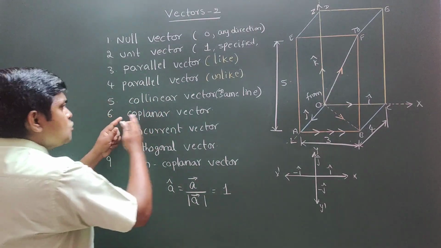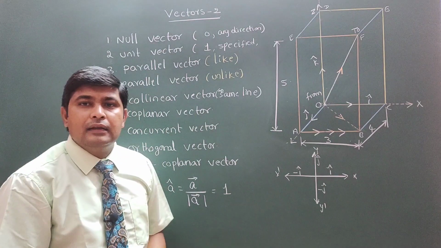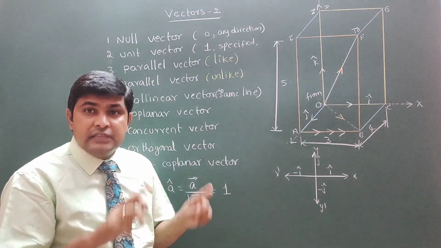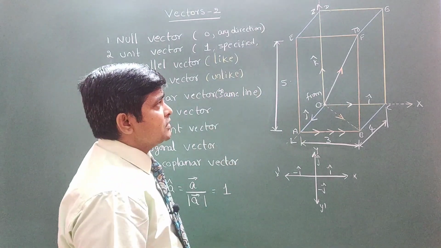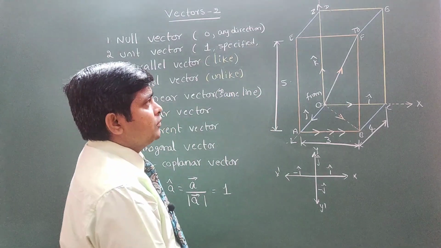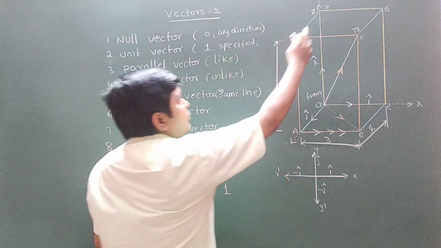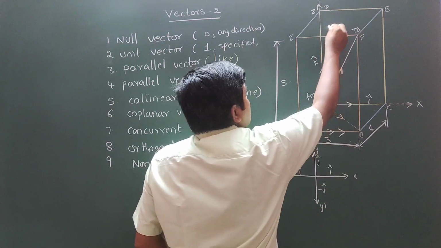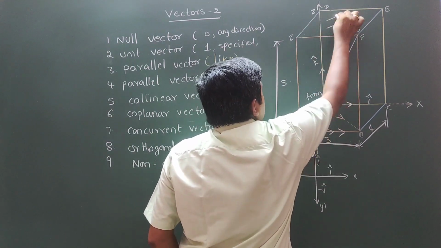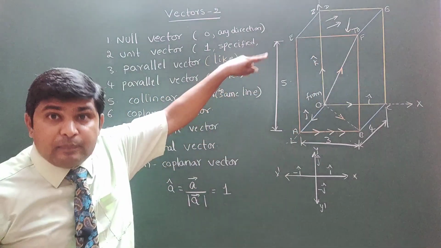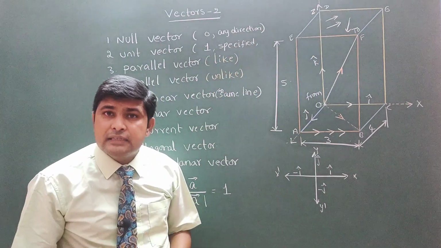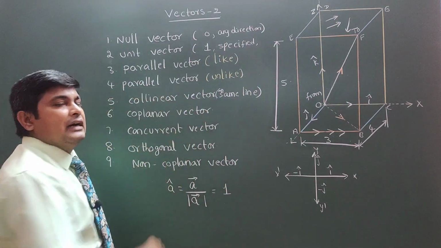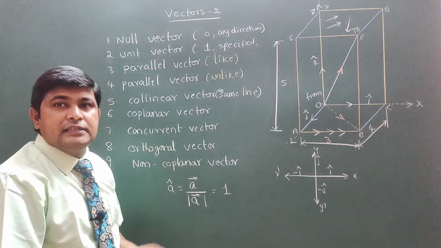Now let us go to coplanar vector. If the vectors are lying in the same plane: how many planes does this box have? This box has 6 faces. Suppose DEFG is one plane and I have 3 vectors in that plane. Then those 3 can be called coplanar vectors because they are lying in the same plane.